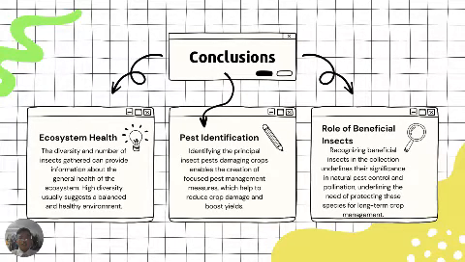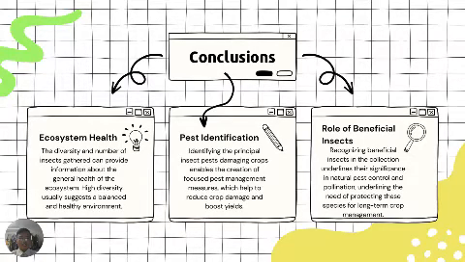Okay, for the conclusion that I get from this experiment, first, I learned about ecosystem health. The diversity and number of insects together can provide information about the general health of the ecosystem. High diversity usually suggests a balanced and healthy environment.